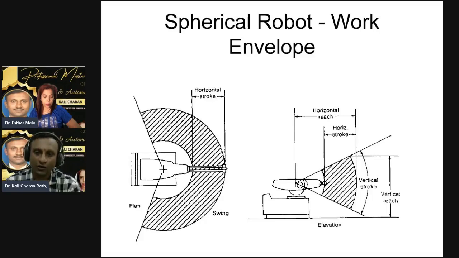This is the articulated or anthropomorphic robot, which has three rotations, that means three revolutions. You can see one rotation about this axis, another one about this, and at the end another rotation. So three rotations are there. These robot joints are all revolute, similar to your human arm.